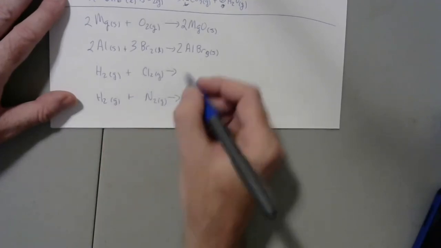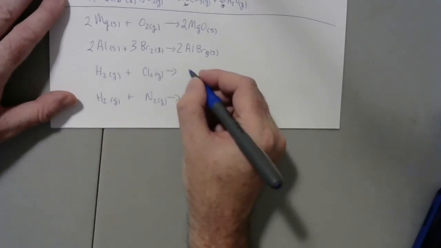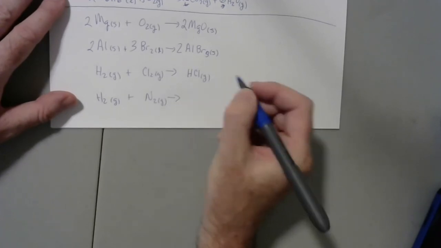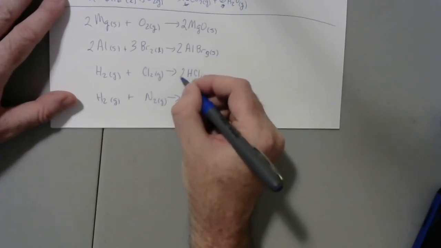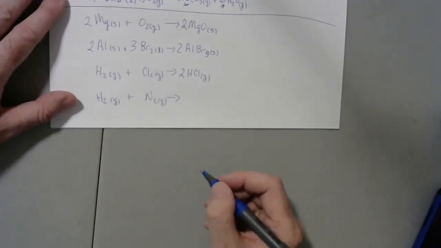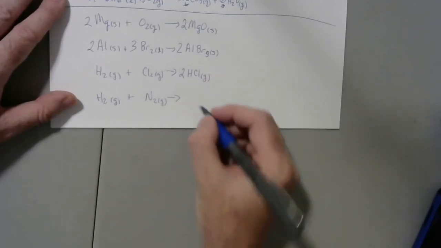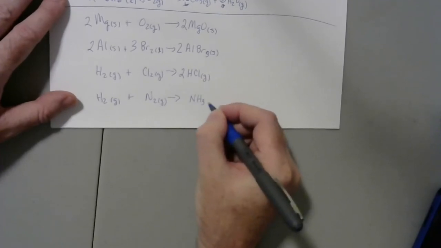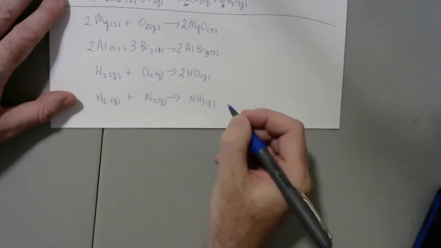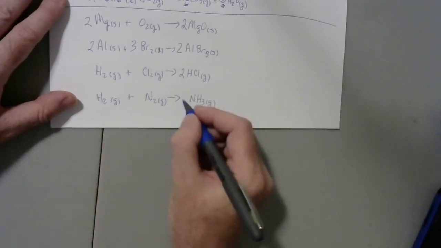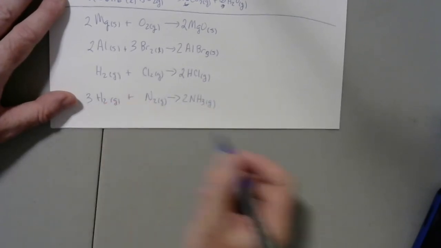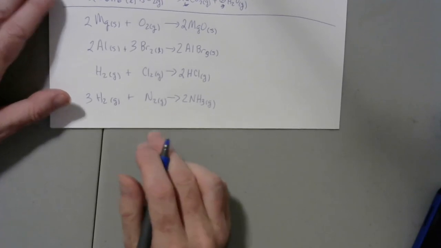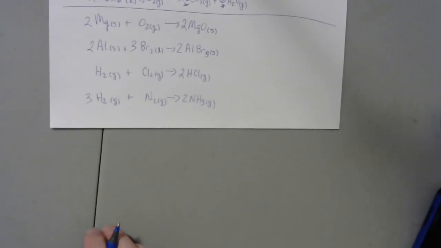H2 and Cl2 are going to form a binary acid gas, HCl gas, hydrogen chloride, and we're just going to need to stick a 2 there to balance it. H2 and N2 will form ammonia, NH3, in the gas phase. Then we need to balance that, so we're going to need 2 of those, 3 of those, and the nitrogen's fine as it is. And so those would be some combination reactions.